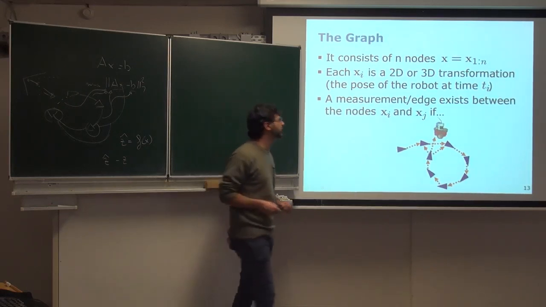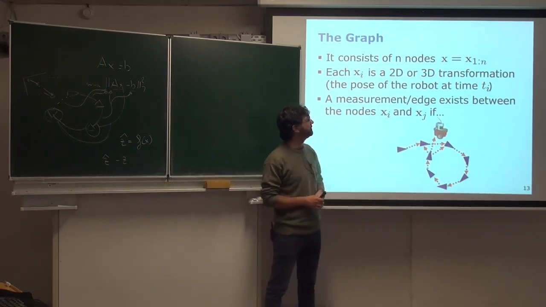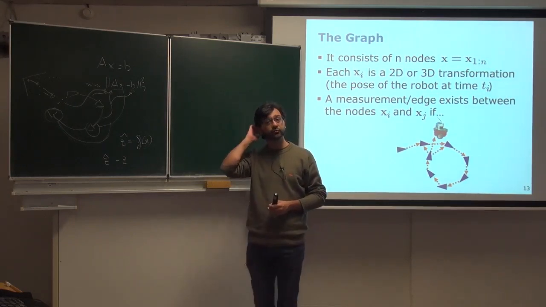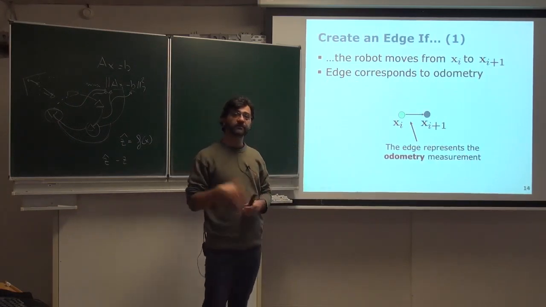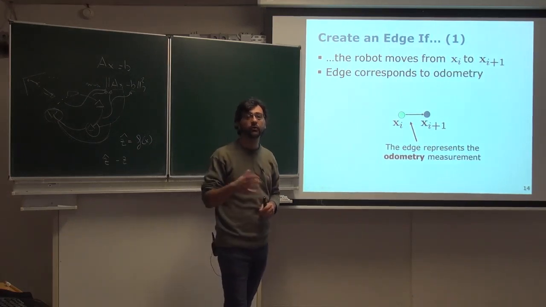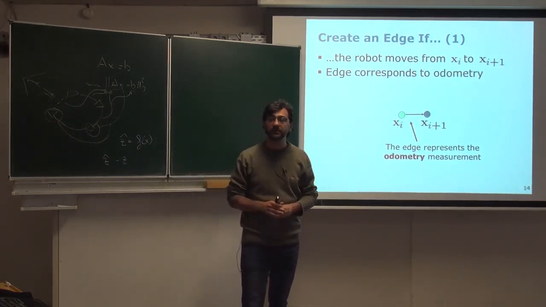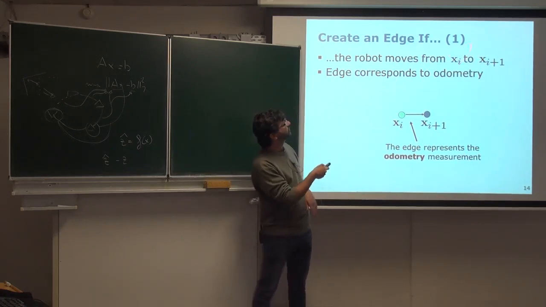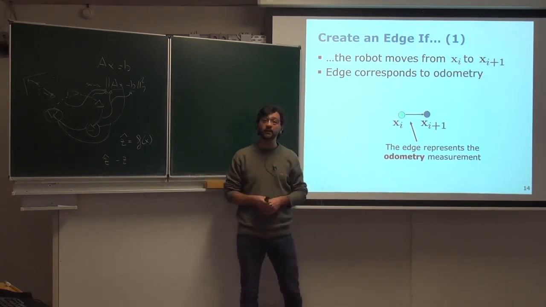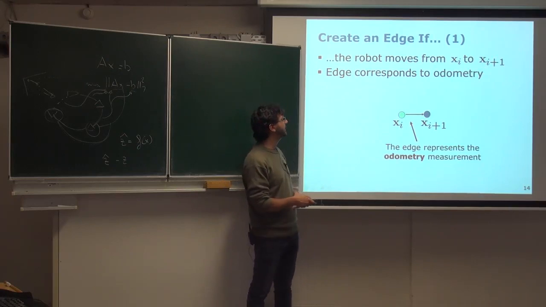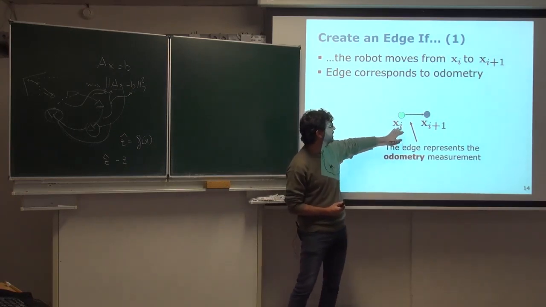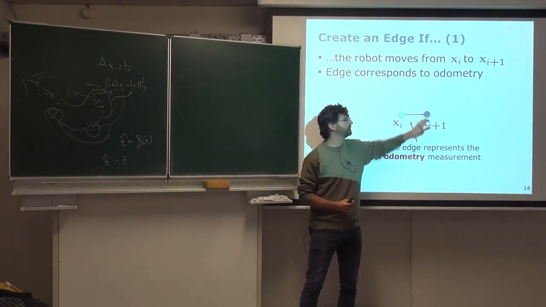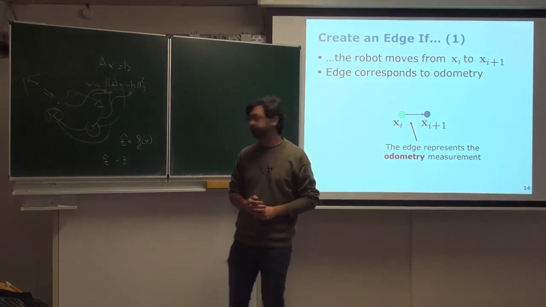A bit more tricky is to understand when we have a measurement, or edge, between these two nodes. And we basically have two kinds of measurements. The first kind of measurement is what's called an odometry measurement. So whenever the robot moves from time i to time i plus 1, we have an odometry measurement. So we have a connection that comes from our motion model, and we describe it from xi to xi plus 1, and there is an arrow there. Okay?